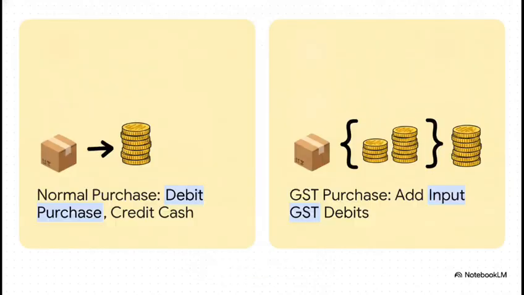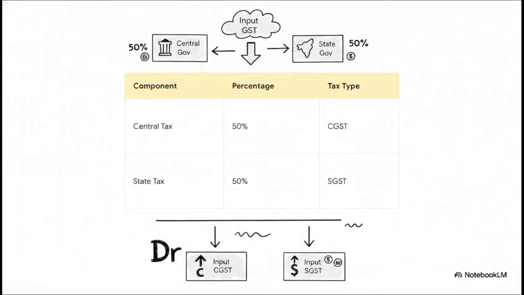Right. So on a normal, tax-free day, purchasing inventory for cash is simply debiting your purchase account and crediting your cash account. Simple, right? But we live in a GST world now, so the entry expands. You still debit purchases for the actual value of the goods, and you still credit cash for the total amount leaving your pocket. But right there in the middle, you have to account for the tax you just paid. And here is how that works.